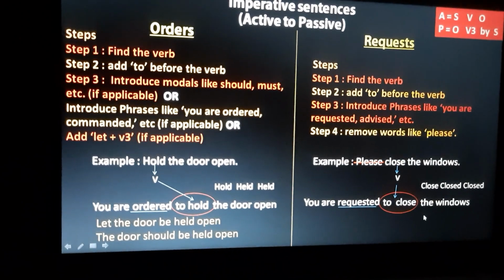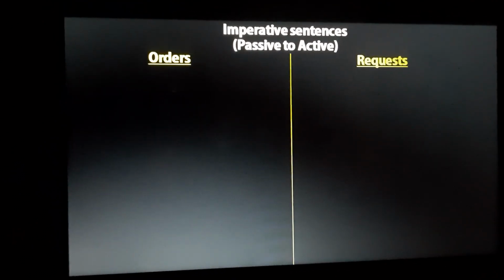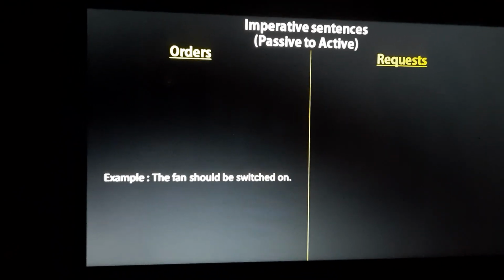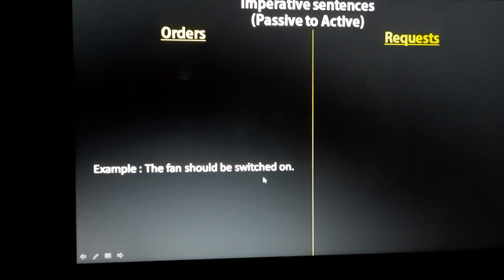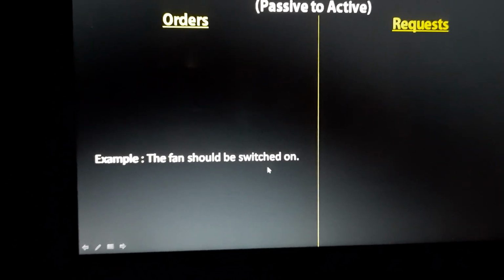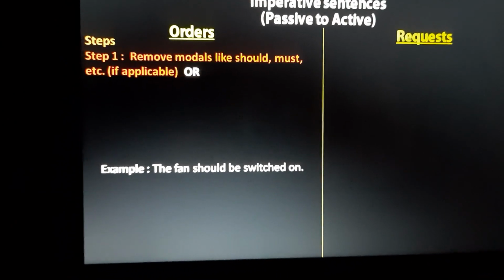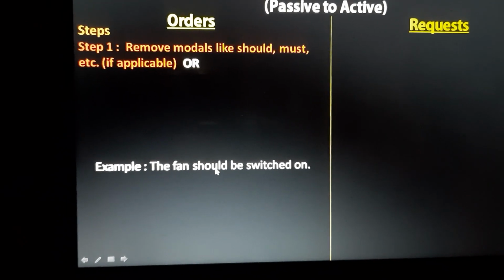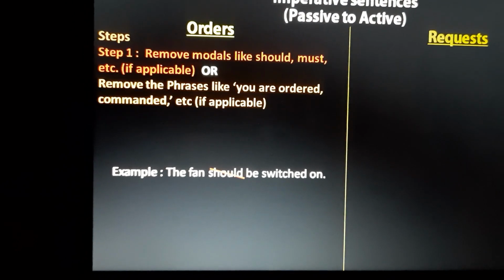Always remember. Let us move forward and learn how to convert passive imperative sentences into active imperative sentences step by step. Again with the help of an example. So the example here is, the fan should be switched on. We will do this step by step again. The first step is to remove modals like should, must, etc. So here in this sentence we can see that there is a modal verb should. We will cross this out as we are supposed to remove it.